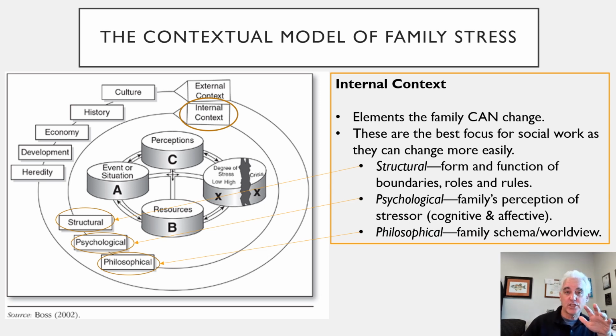The focus for us as social workers, because we have access to these and we can help the family do something with them. For example, the structure of the family. We can help a family function differently. We can help them draw healthier boundaries. We can help them better define their roles and even shift roles as necessary. We can help them define their rules, deciding what is necessary and what's not necessary.